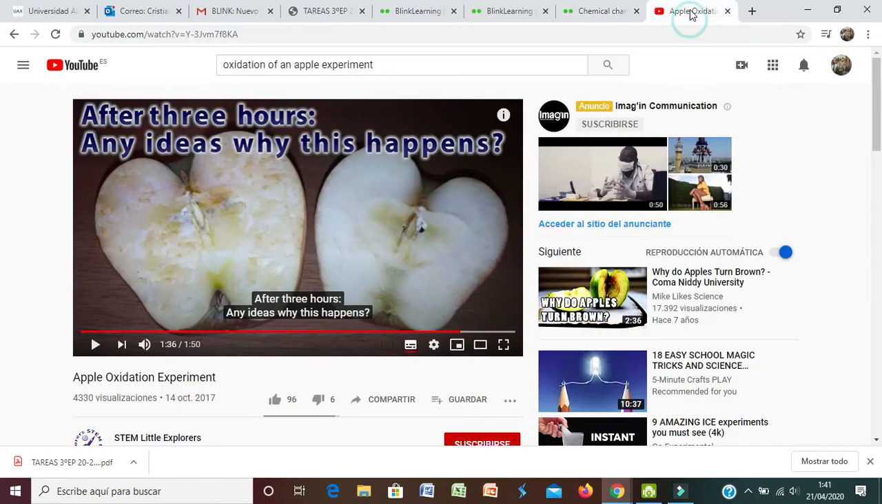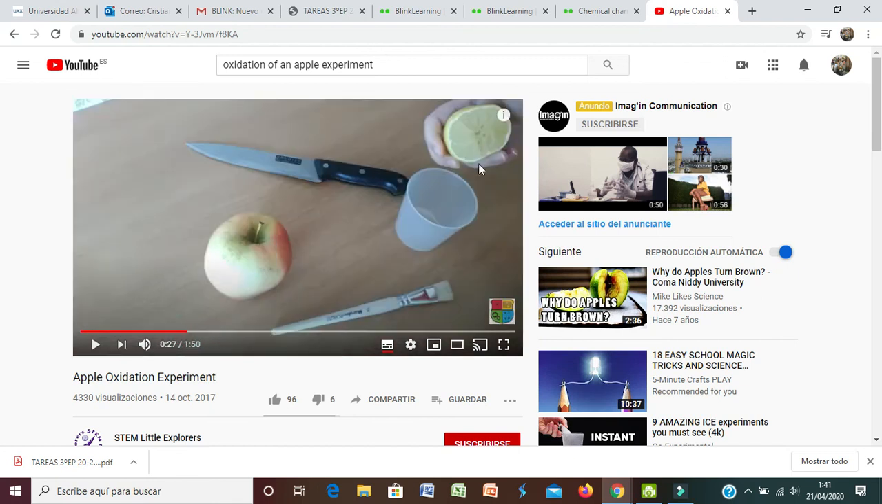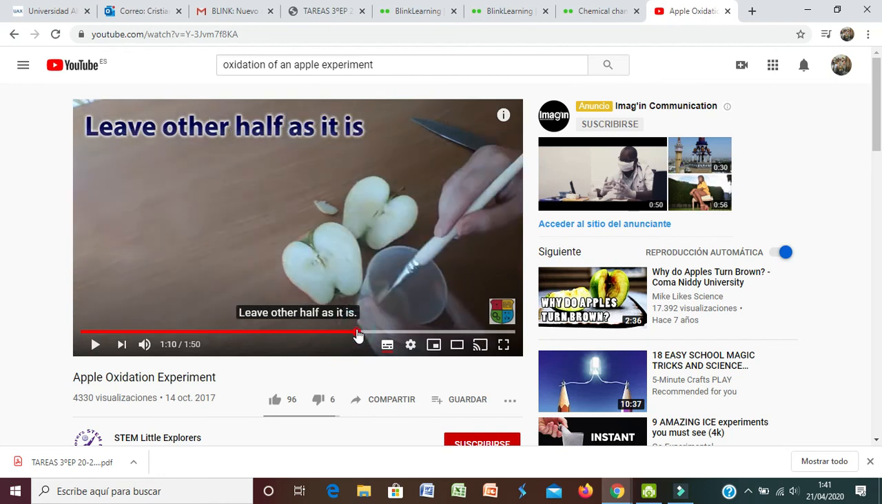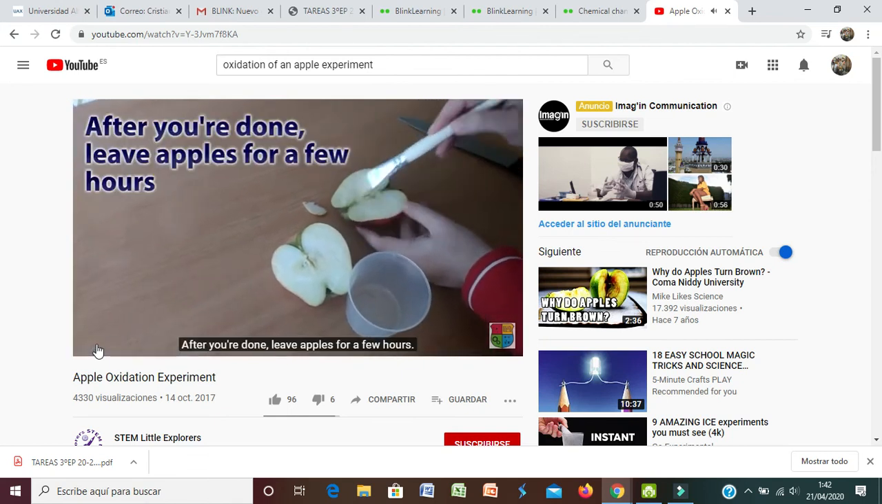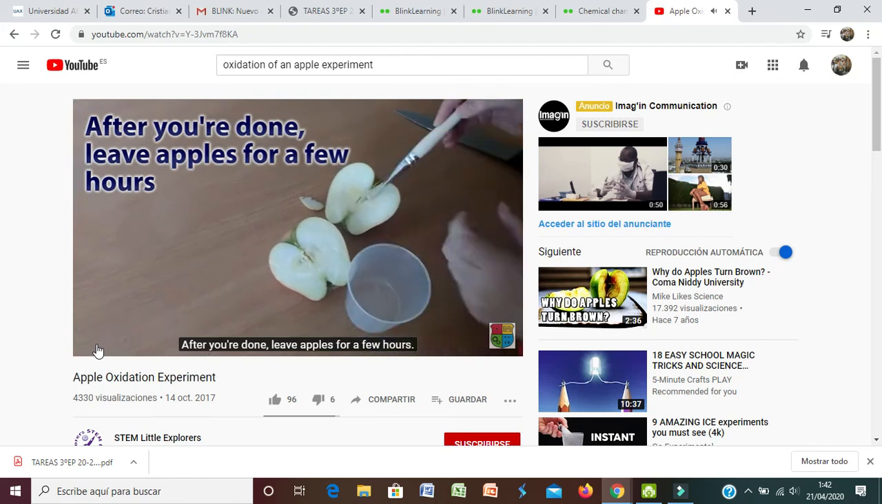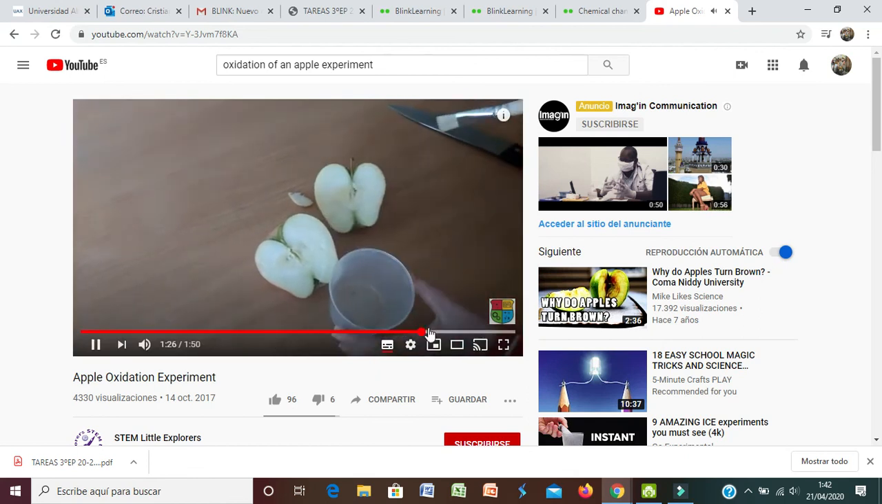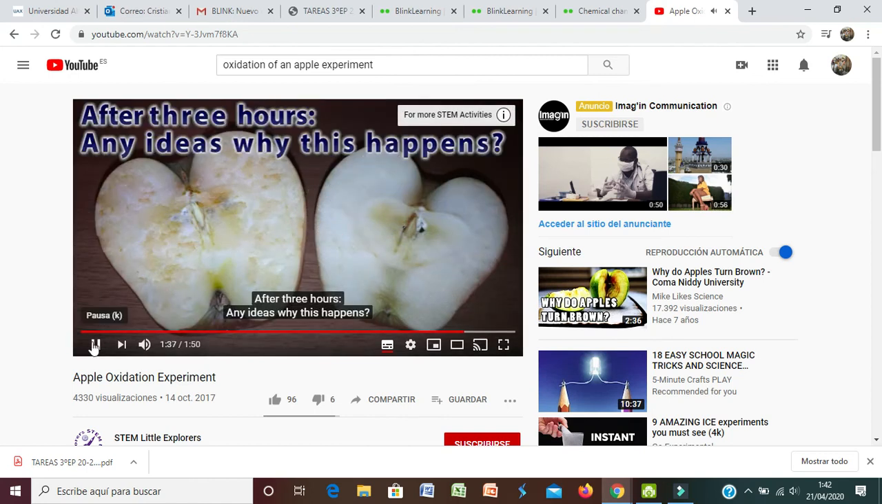In the experiment, en este experimento, si lo veis desde el principio, lo que hace es utilizar esto de aquí, que es un limón. Si yo cubro una de ellas con zumo de limón estaré haciendo una barrera protectora porque el limón no se oxida. Entonces, mirad lo que hace, le unta zumo de limón en una de ellas. Vamos a verlo. ¿Veis? Y la otra no. Esto lo podéis hacer en casa y veréis como la que tiene zumo de limón no se oxida. Las dejamos al aire y ya se va viendo que una se pone más oscura y al final pasa esto.